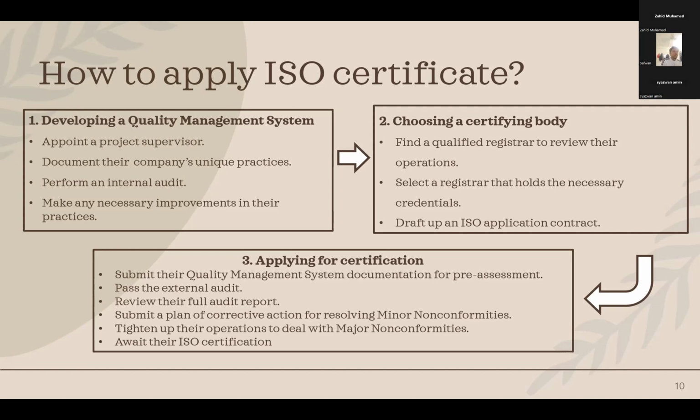First, they need to submit their quality management system documentation for pre-assessment, then pass the external audit, then review their full audit report, then submit a plan of corrective action for resolving minor non-conformities. Next, tighten up their operations to deal with major non-conformities. And last, await their ISO certification.